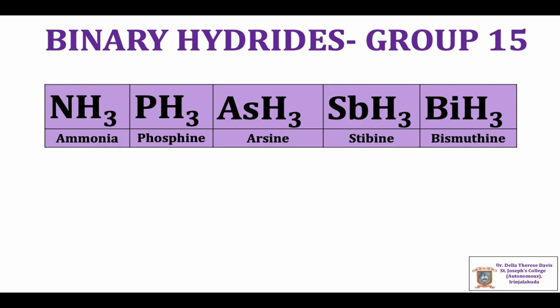The elements of Group 15 form binary hydrides of the general formula EH3, and the simplest binary hydride is ammonia, NH3, then PH3, phosphine. Arsenic hydride is arsine, AsH3. Stibine is SbH3 and bismuthine, BiH3.